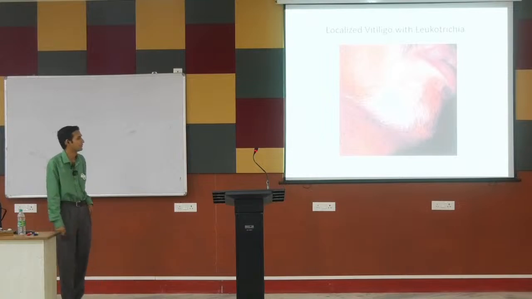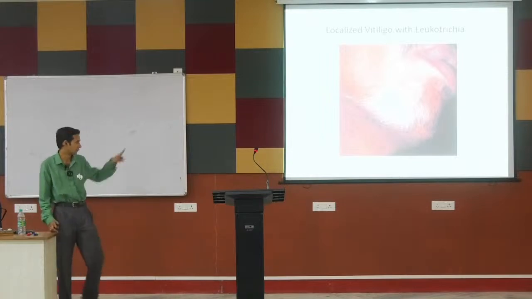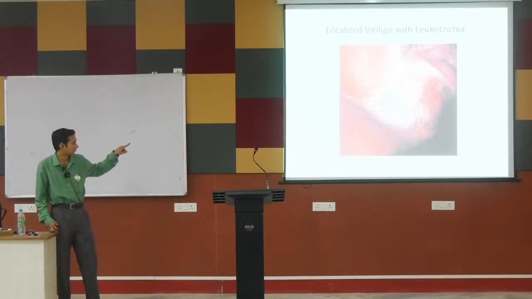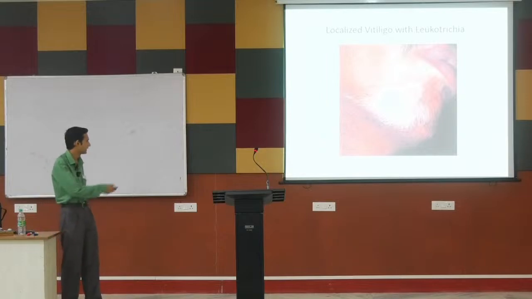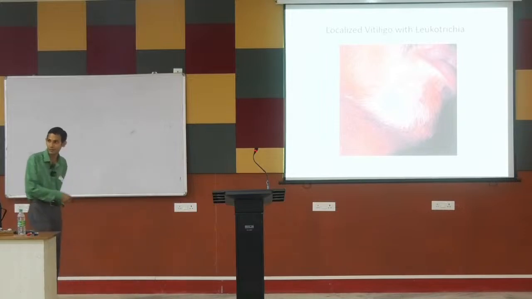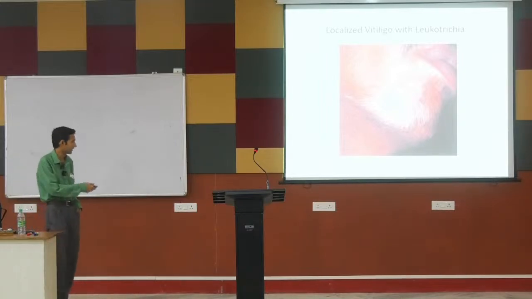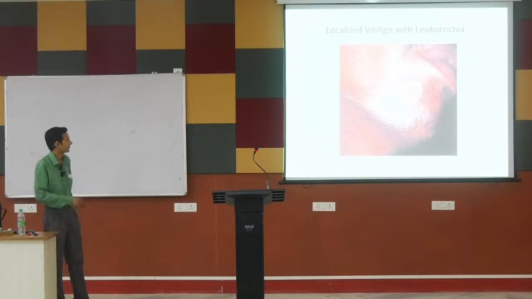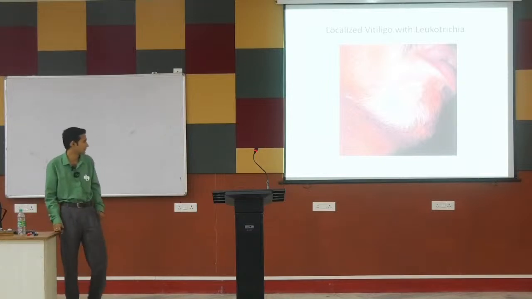Now, the localized vitiligo, as I have already told, localized to the chin, and also white hairs can be seen. This is known as leukotrichia. দেখতে পাচ্ছো? This is known as leukotrichia. So it is a localized vitiligo, localized to the particular chin and usually associated with depigmented hair. This is usually leukotrichia.